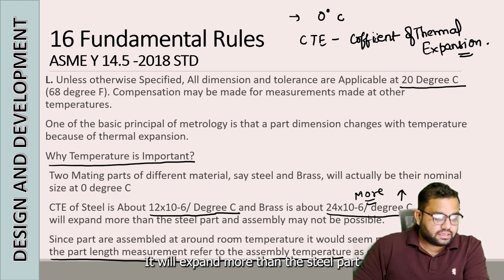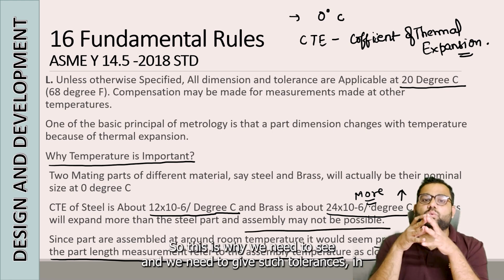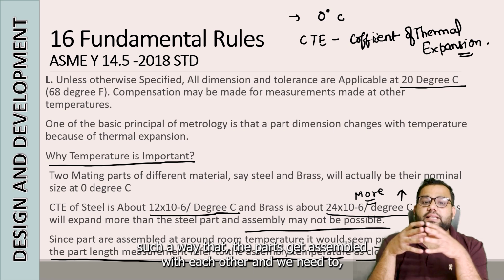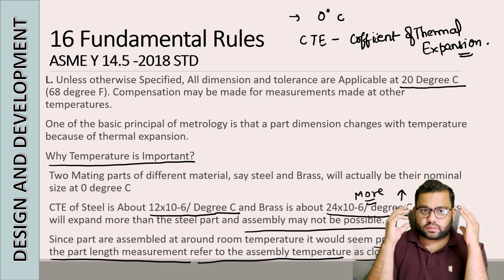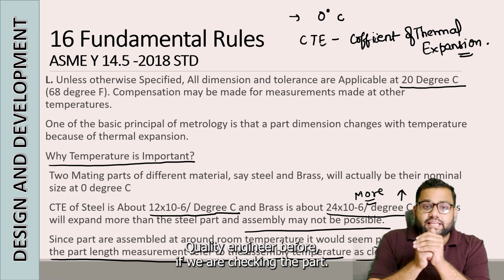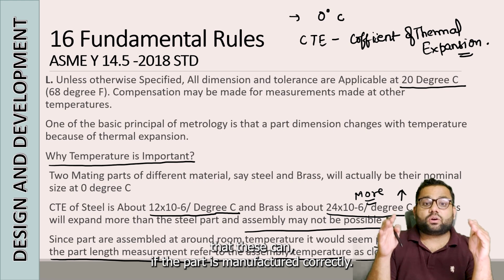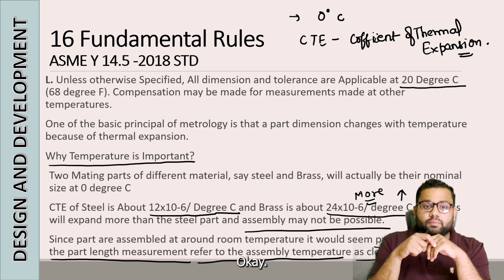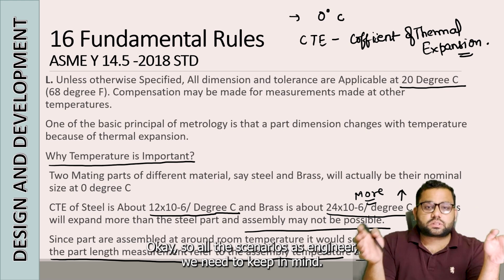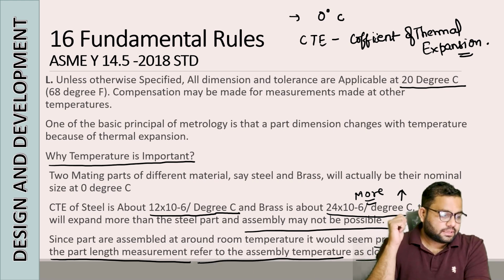It will expand more than the steel part, and assembly may not be possible. So this is why we need to give tolerances in such a way that the parts get assembled with each other. As a design engineer, production engineer, or quality engineer, when we are checking the part, we have to keep in mind all those things: even if the part is manufactured correctly, a condition can come where it cannot be assembled. So all the scenarios, as an engineer, we need to keep in mind. So this is what this rule says.